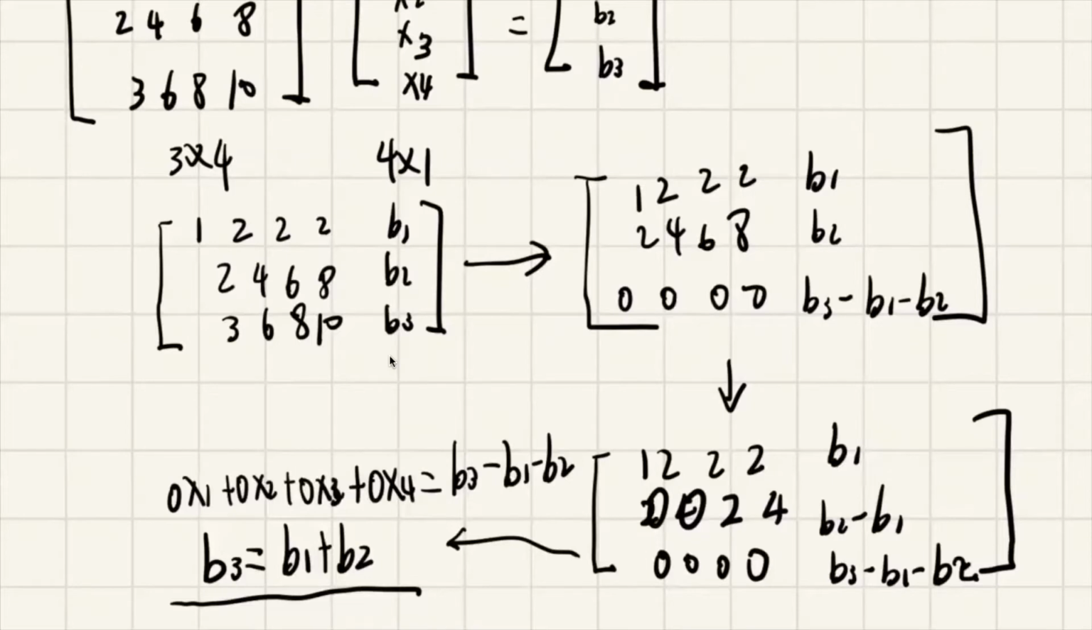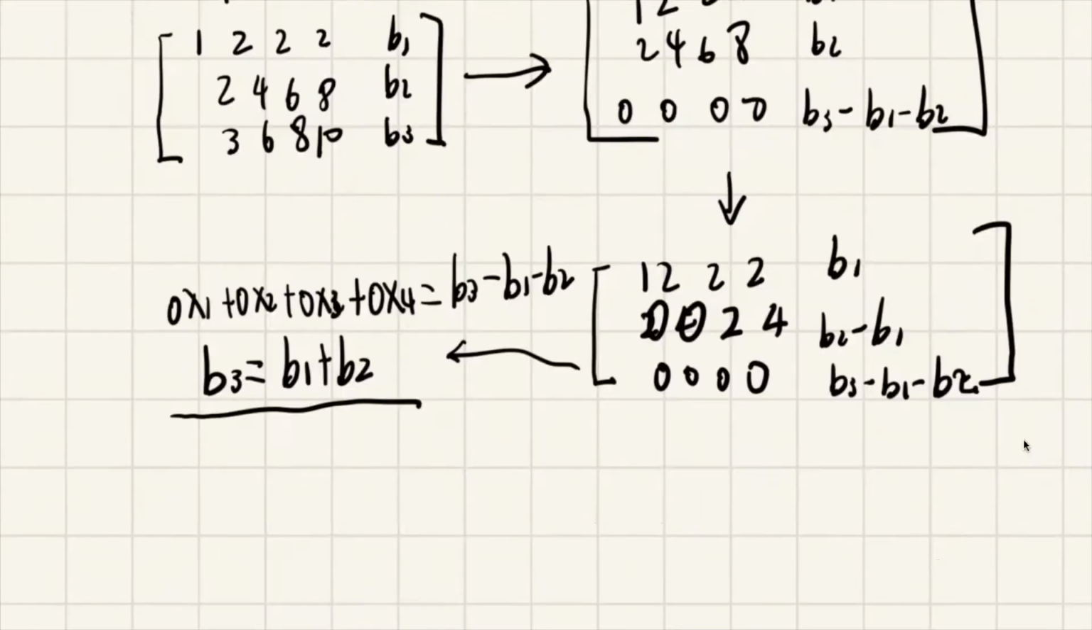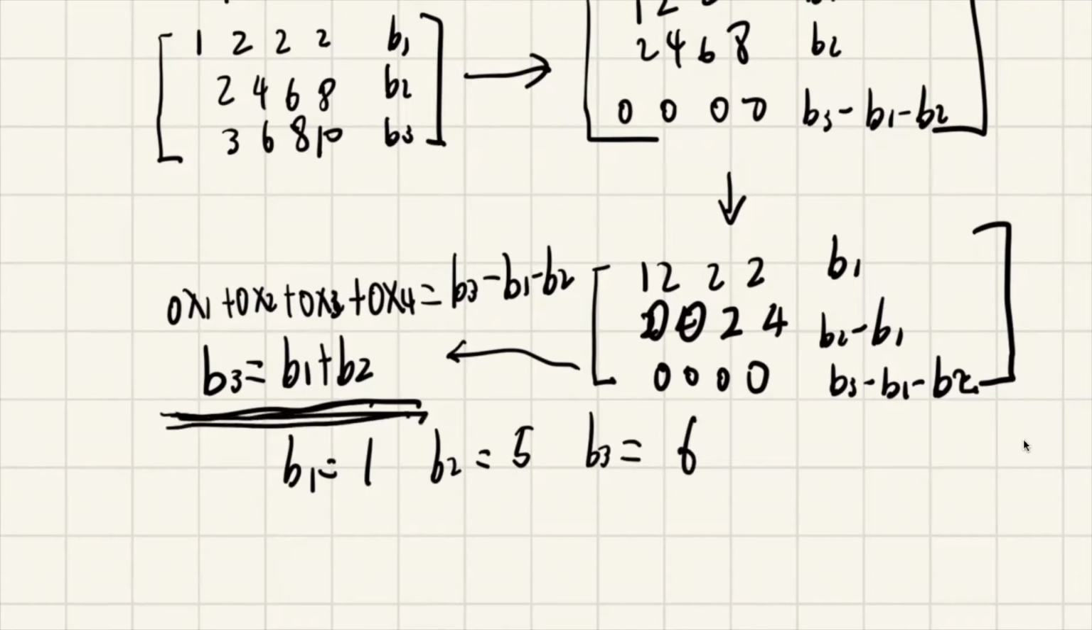And of course, the second thing to think about: since this condition is satisfied, we just give some random values. Given b1 equals 1, b2 equals 5, then b3 has to be 6. Only under these conditions can we really satisfy the equations here. So it means that we have 1, 5, 6 as b. That's the first step.